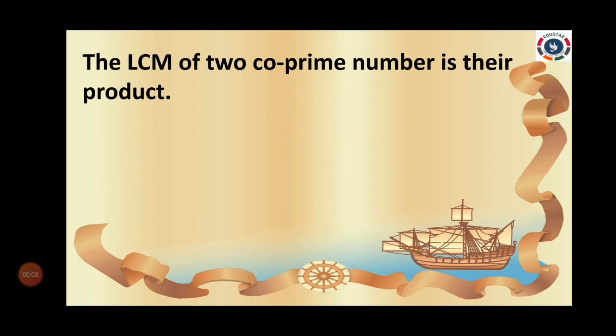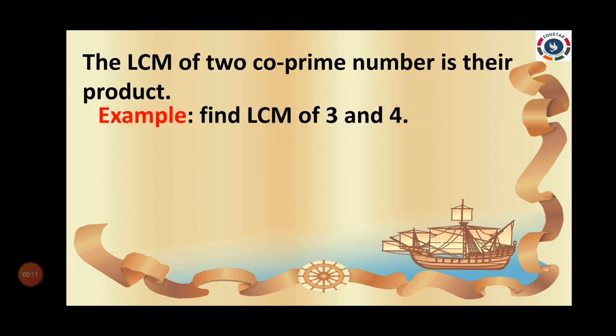Then, the LCM of two co-prime numbers is their product. For example, find the LCM of 3 and 4. The same numbers are given: 3 is a prime number and 4 is a composite number. Here 3 is not divisible by 4, and 4 is not divisible by 3. So what do we want to do here? We just multiply the values. The LCM of 3 and 4 is equal to 3 into 4, which is equal to 12.